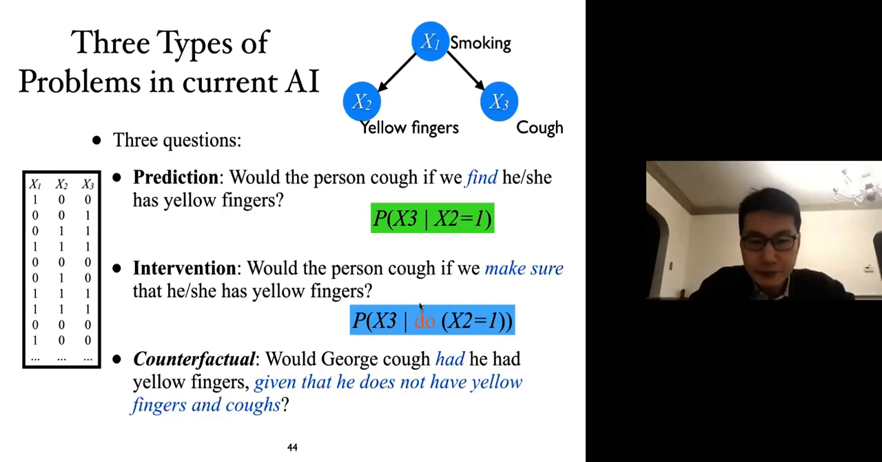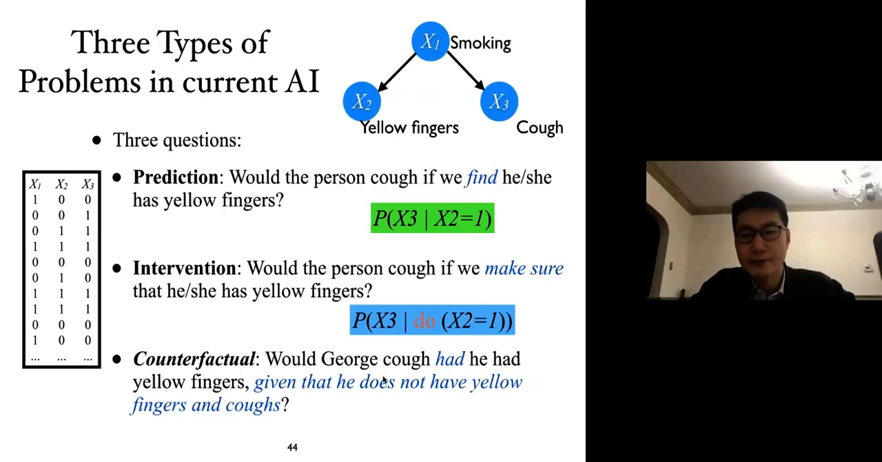So the question is, would the person, who is not specified, cough if we make sure that she or he has yellow fingers? By make sure, basically we do an intervention to guarantee that's the case. And furthermore, we can answer the so-called counterfactual questions. The question is something like this: would George, a particular person, cough had he had yellow fingers, given that he does not have yellow fingers and coughs?